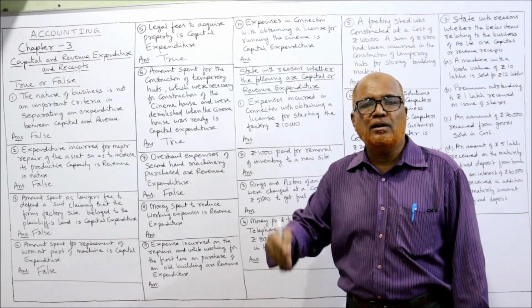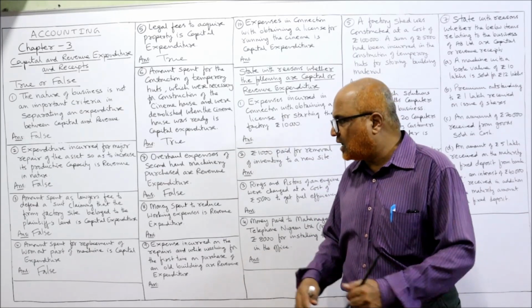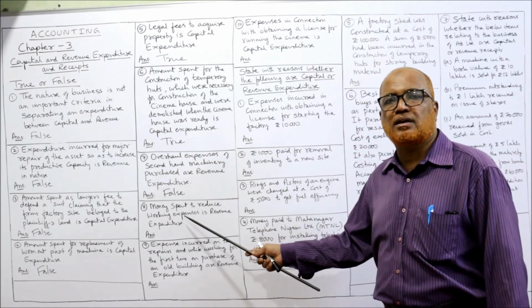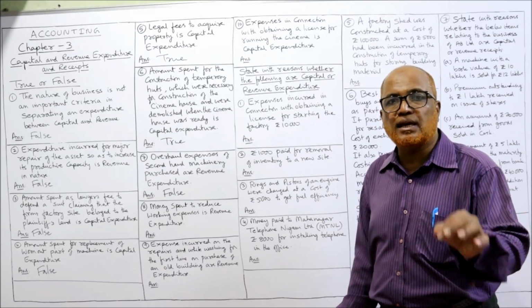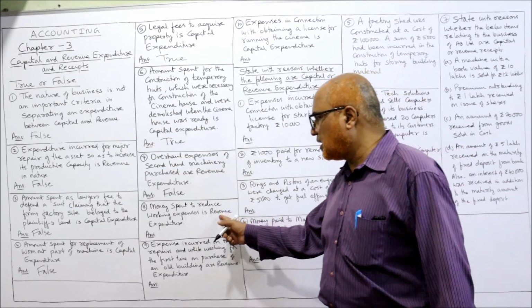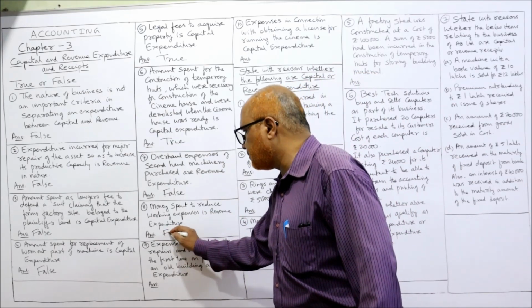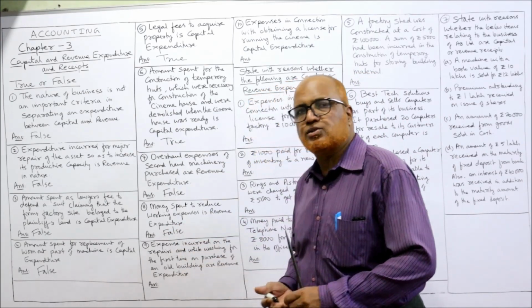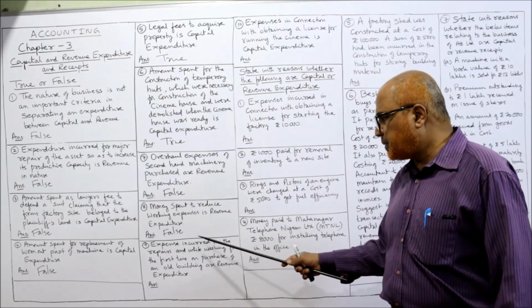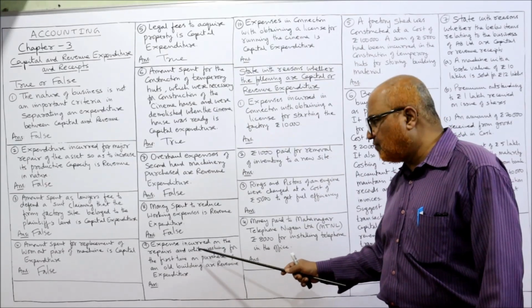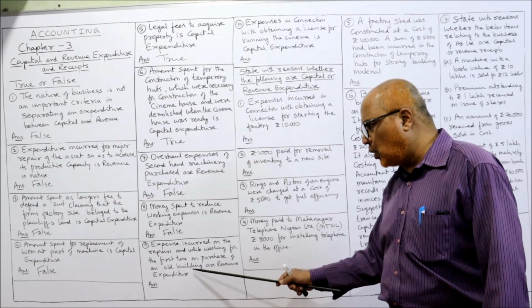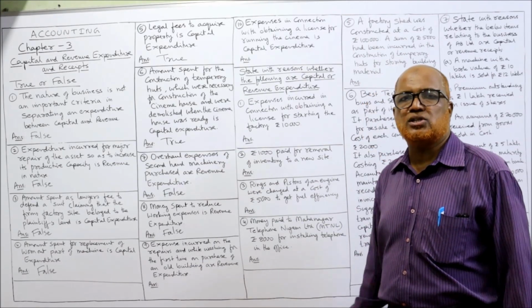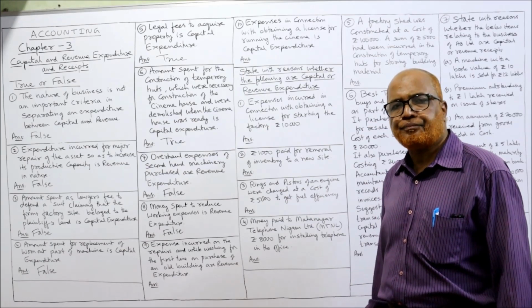The profitability will increase. So by incurring this money spent to reduce working expenses, we are getting enduring benefit in future. So it's a capital expenditure. Here it is saying revenue expenditure. Wrong, false. It is a capital expenditure. Next, expenses incurred on the repairs and whitewashing for the first time on purchase of an old building are revenue expenditure. Just now I told you overhauling.